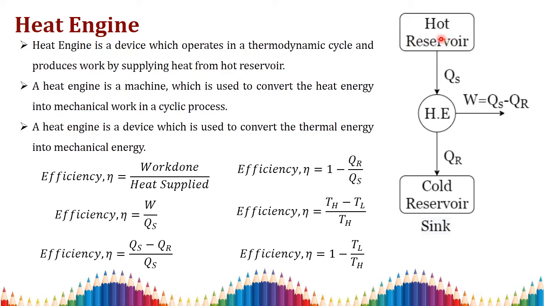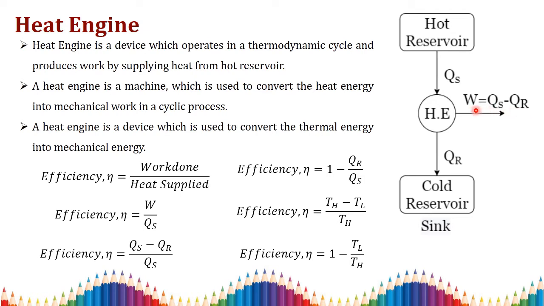From this hot reservoir, the temperature will be transferred in the form of heat supplied to the heat engine. So this engine will give out some work output, and as per the Kelvin-Planck statement, the total heat supplied cannot be converted into work. Here some heat will be rejected. When heat is rejected out of the system, then with the sign convention it will automatically be negative.